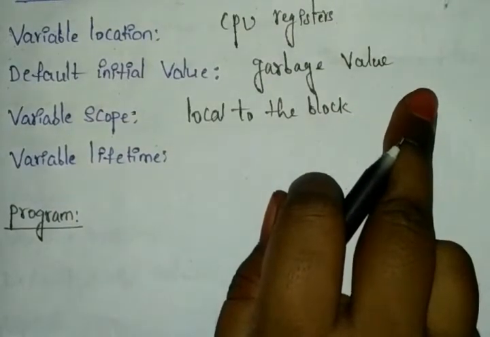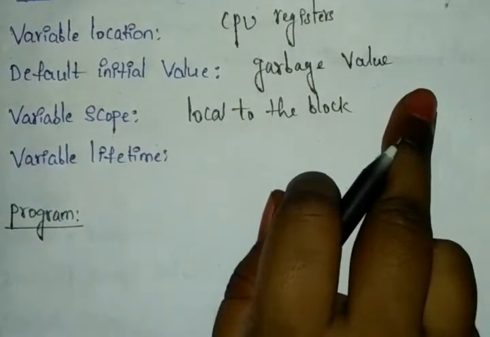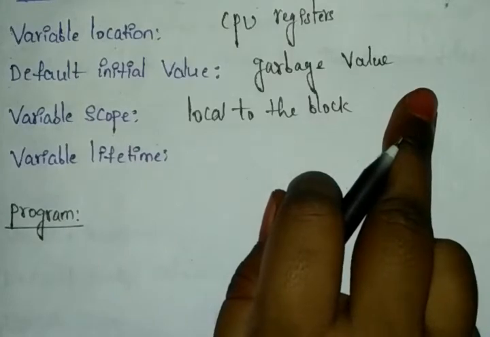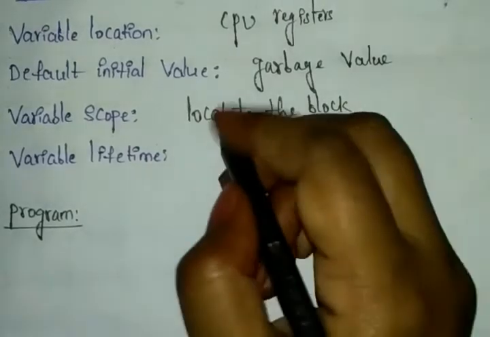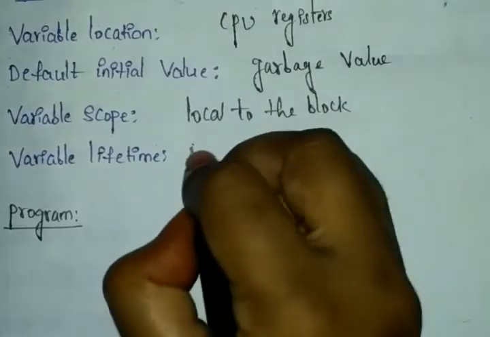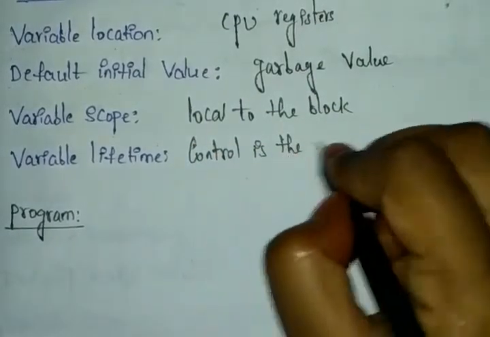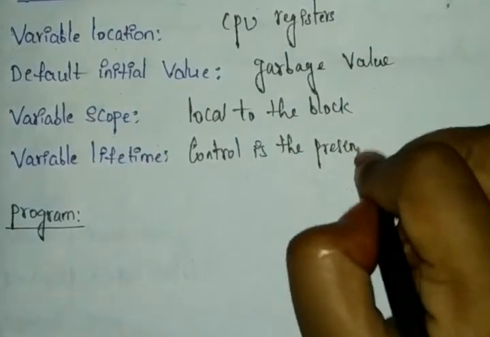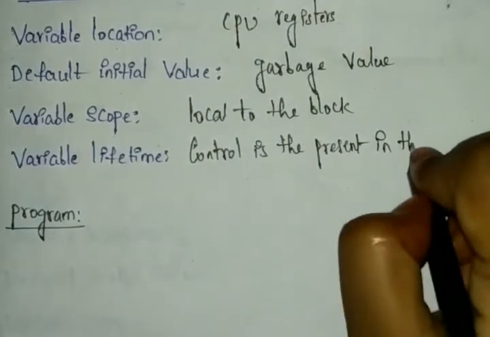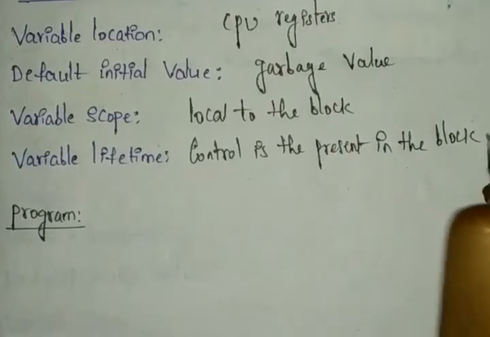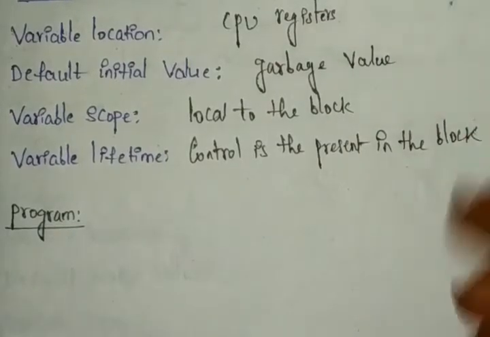And we have the lifetime for these. It is active till the control is present in the block, similar to our auto. Till the control is present in the block. After that it can be expired.